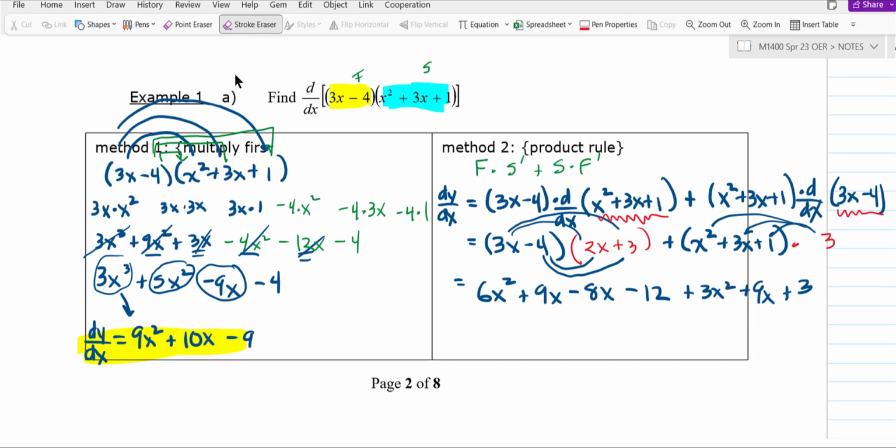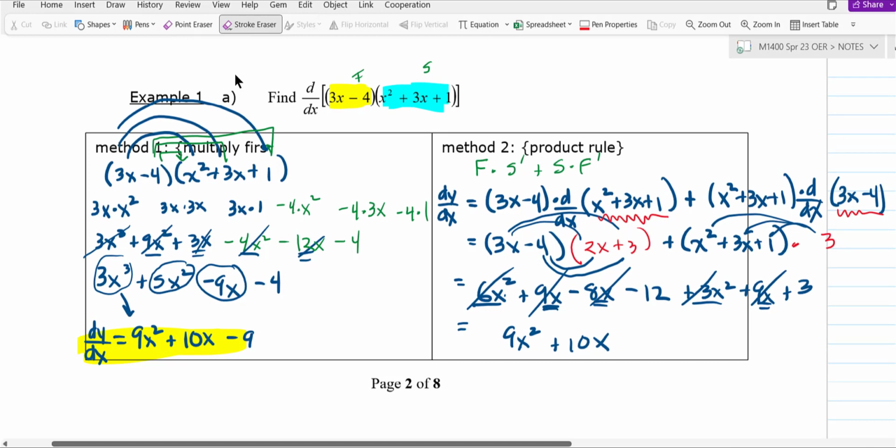All right. So let's see. We've got the x squareds go together. So 6 plus 3, that would give you your 9x squared. Okay. We're going to put the x's together. So that's going to be 9 minus 8 is 1. 1 plus 9 is 10. And I just scratch them out to let myself know that I'm done with all that. And then the last thing I do is negative 12 plus 3, which is negative 9. Okay, look at that. We got the same answer.